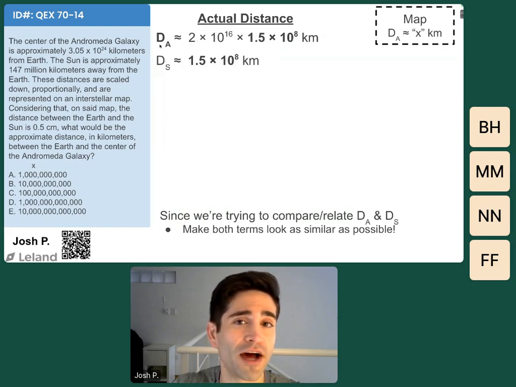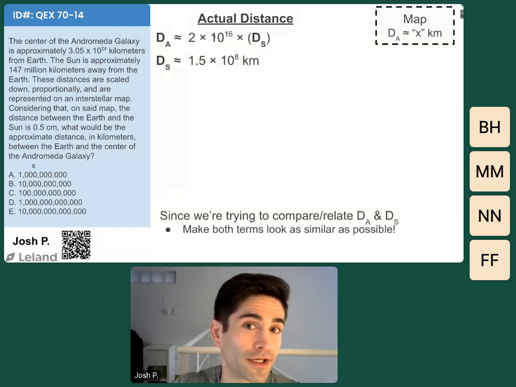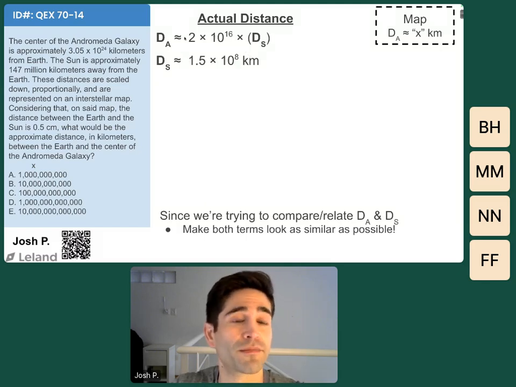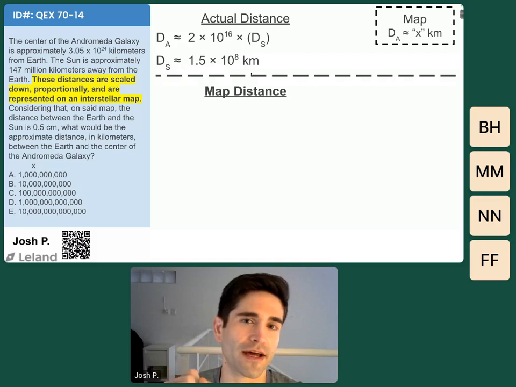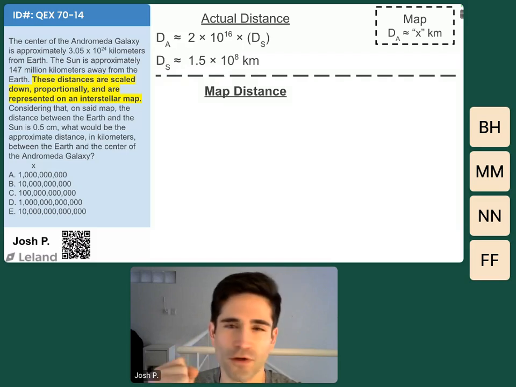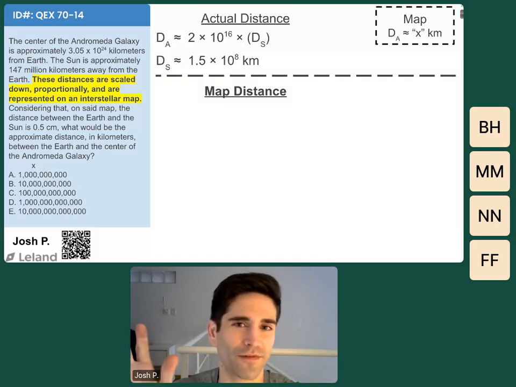And now I can put Andromeda's distance in terms of the sun's distance, because we see a 1.5 times 10 to the 8th kilometer in both values. So essentially, Andromeda's distance is approximately 2 times 10 to the 16th times the distance to the sun. Great. Now we can look at the map, the huge map, the entire universe.